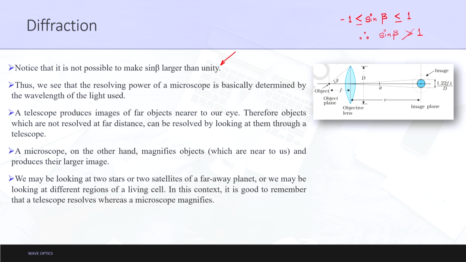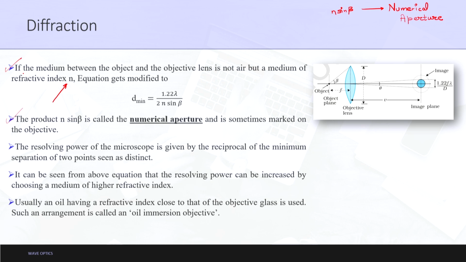Thus we see that the resolving power of a microscope is basically determined by the wavelength of the light used. So what is it trying to say? What is resolving power? We know that resolving power is proportional to 1 by d min. As it is inversely proportional to d min, it is directly proportional to sin beta, also directly proportional to the refractive index, and inversely proportional to lambda.